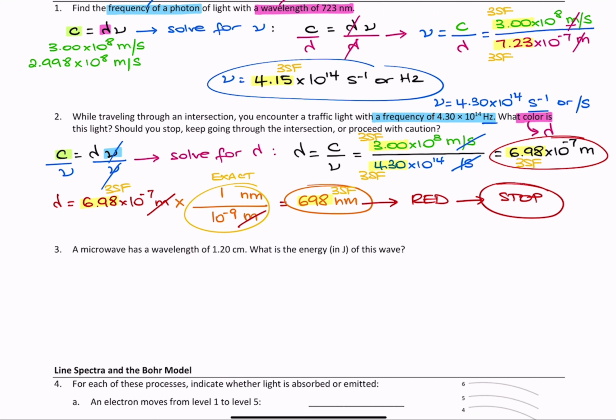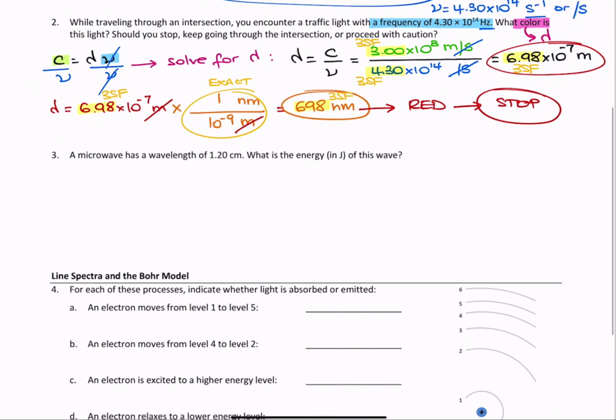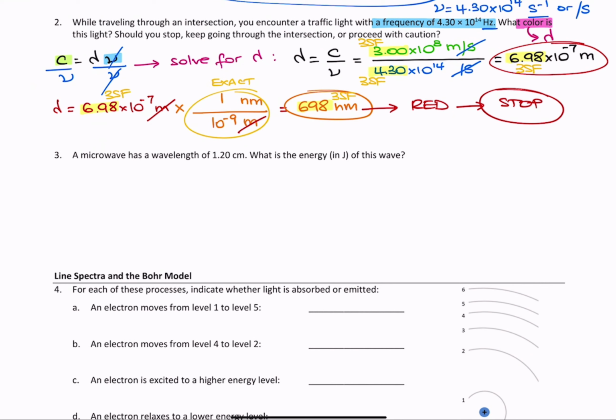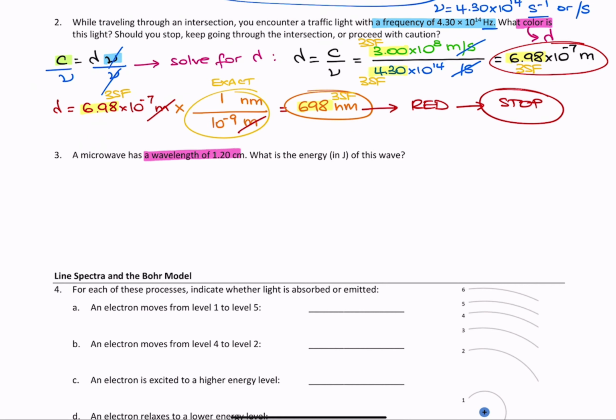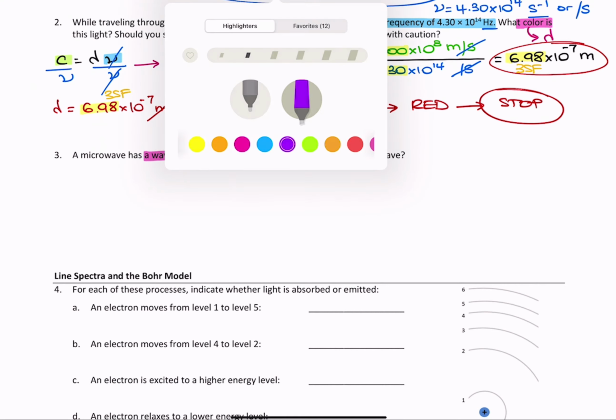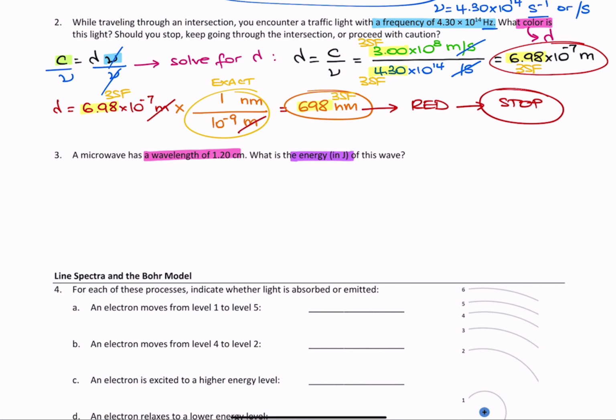Problem 3. A microwave has a wavelength of 1.20 centimeter. What is the energy? So we're looking for something new: the energy in joule of this wave. The energy is given to me by this formula: energy is the Planck constant h times nu, the frequency.